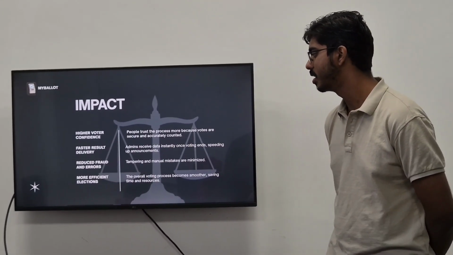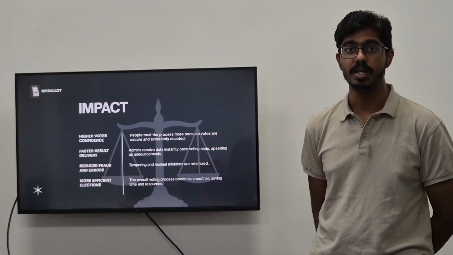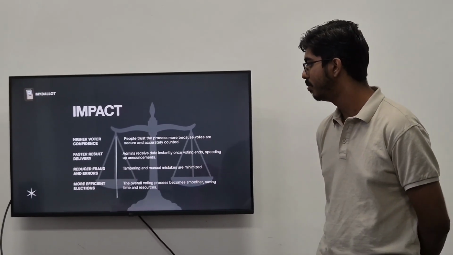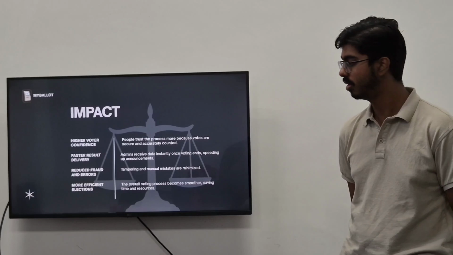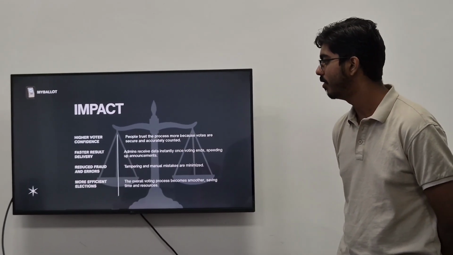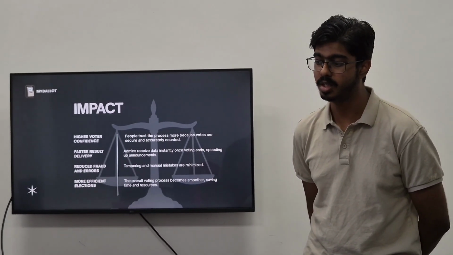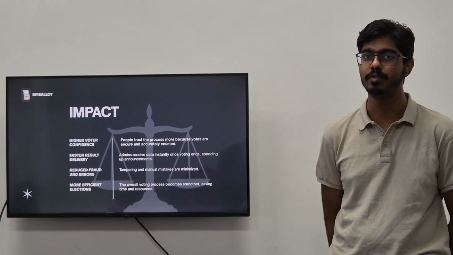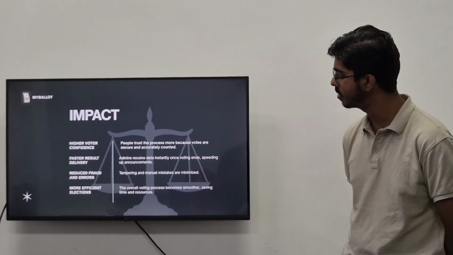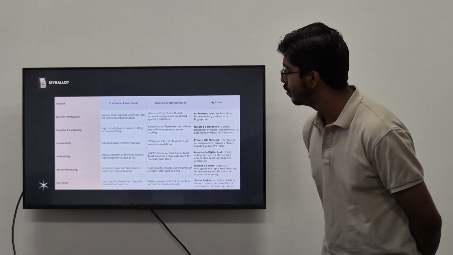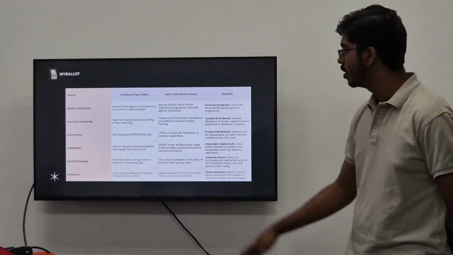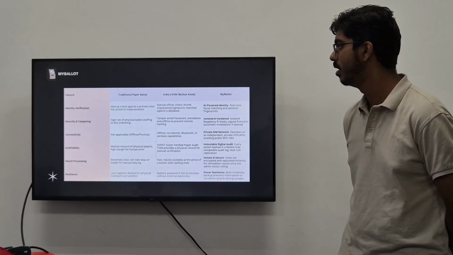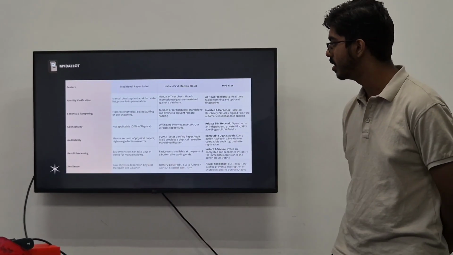Reduced fraud and errors. Since the kiosk has been hardened and it's been secured against external attacks, we can prevent tampering and manual mistakes. And it's a more efficient election. By introducing MyBallot, we believe that the entire general elections can be simplified and made more efficient and more accurate. Next. Alright, this would be the comparison between a traditional paper ballot, India's button kiosk, and MyBallot. You can check this in the slides later on.